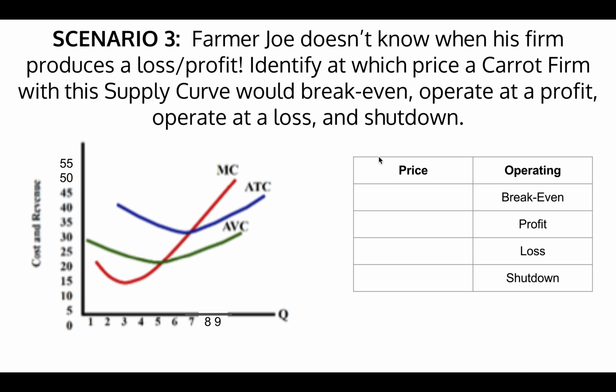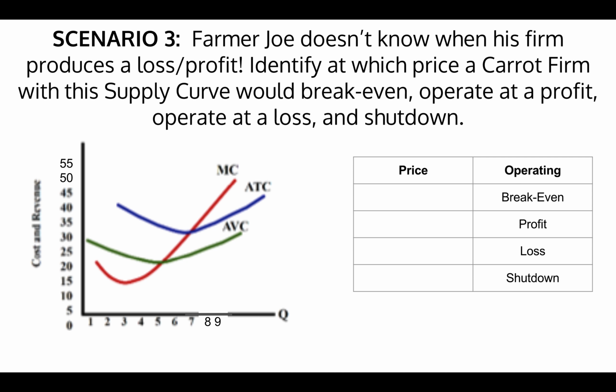Okay, in scenario number 3, Farmer Joe doesn't know when his firm produces at a loss or a profit. So identify at which price a carrot firm with this supply curve would break even, operate at a profit, operate at a loss, or shut down.